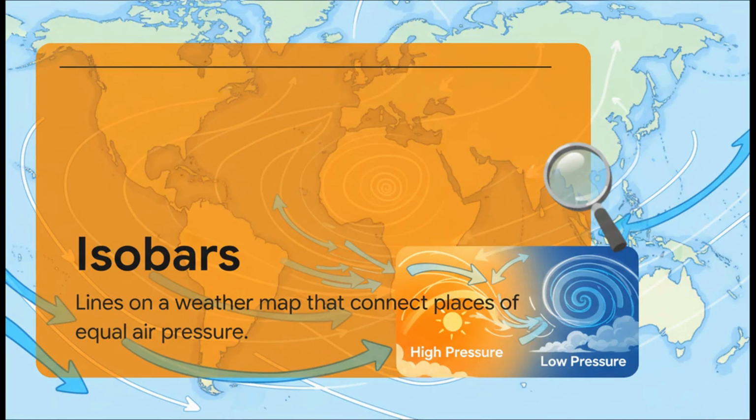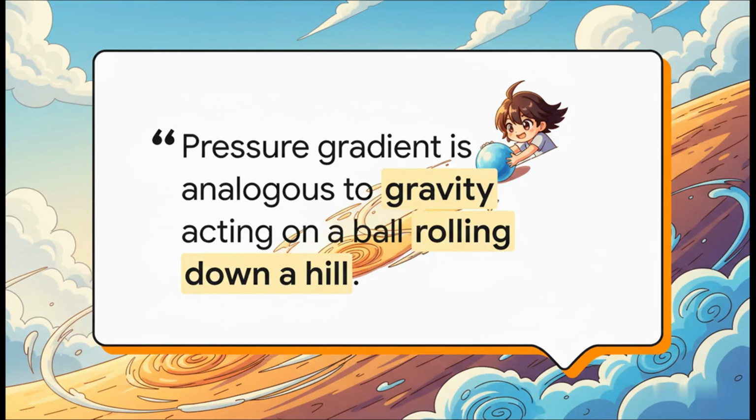You see all those squiggly lines on a weather map? They're called isobars. The name is a clue. Iso means equal and bar means pressure. So an isobar is just a line connecting all the places that have the exact same air pressure. A good way to think of them is like contour lines on a hiking map, but instead of showing elevation, they show pressure.